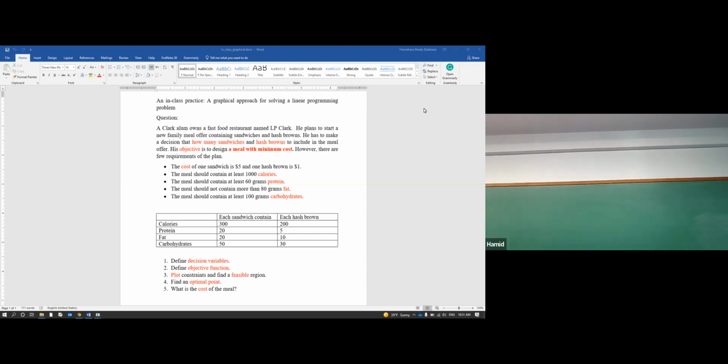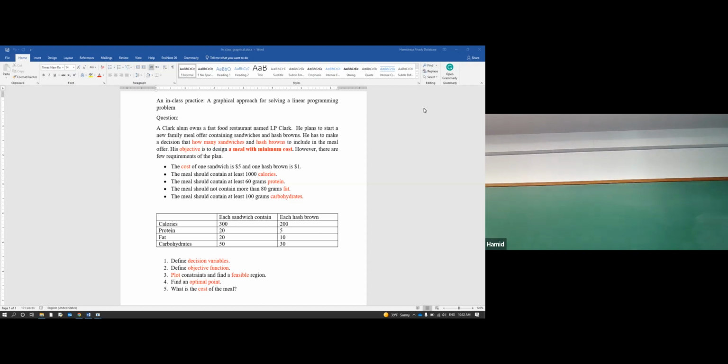But what about our constraints? The first constraint is about calories. It should be at least 1,000 calories. So it should be 1,000 and more. We already have the coefficient of calories for the sandwich and also the hash brown. If I want to formulate it, 300 times sandwich plus 200 times hash brown should be at least 1,000. So let's say if you end up saying you need three sandwiches, one hash brown, 3 times 300, 900 + 200 would be more than 1,000.